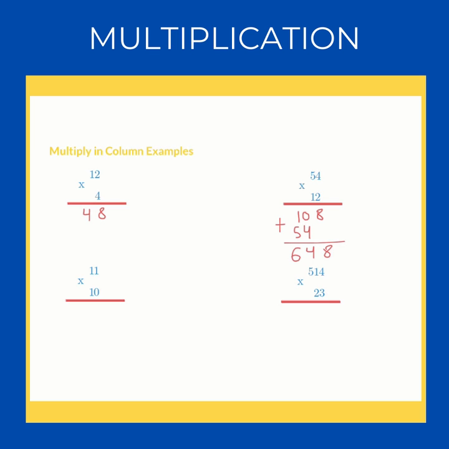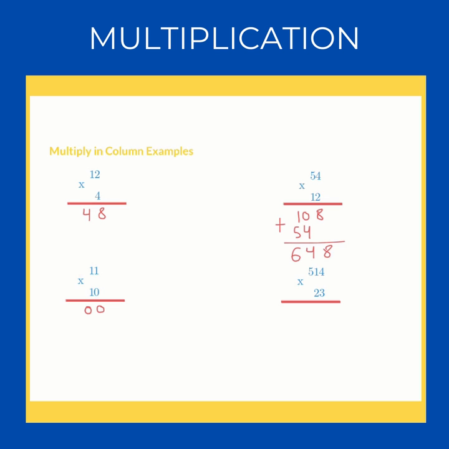Now let's do the third one. So I have 11 times 10. So again, the first step is to multiply 0 times 1, and again 0 times the second one. So 0 times 1 is 0, and again 0 times 1 is 0. Then I need to pick the second one. So I have 1 times 1 is 1, and 1 times 1 is 1 as well.